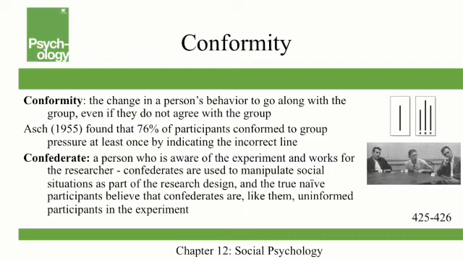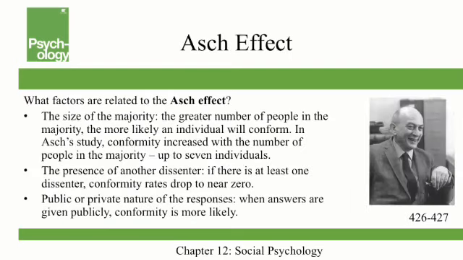The person in the middle of that picture is taking a good look at it. A confederate is a person who's aware of the experiment and works for the researcher. Confederates are used to manipulate social situations as part of the research design. The truly naive participants believe that the confederates are, like them, uninformed participants in the experiment. So he comes up with the Asch effect, and that's the influence of the group majority on an individual's judgment.